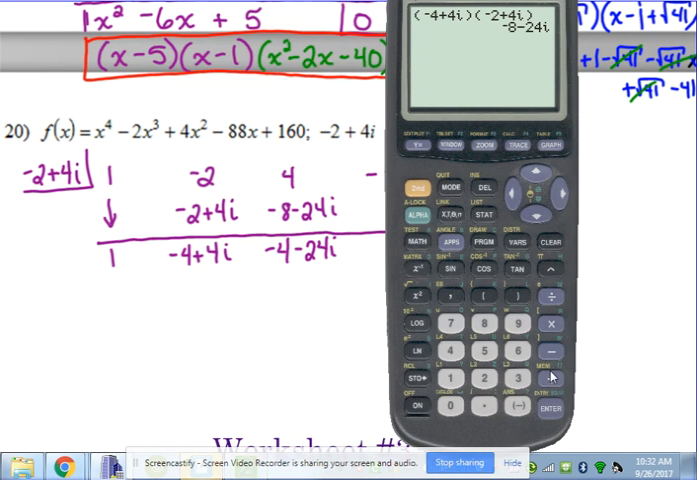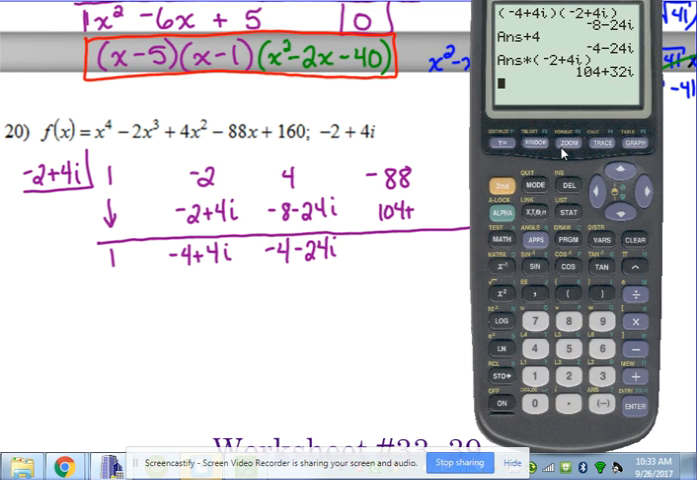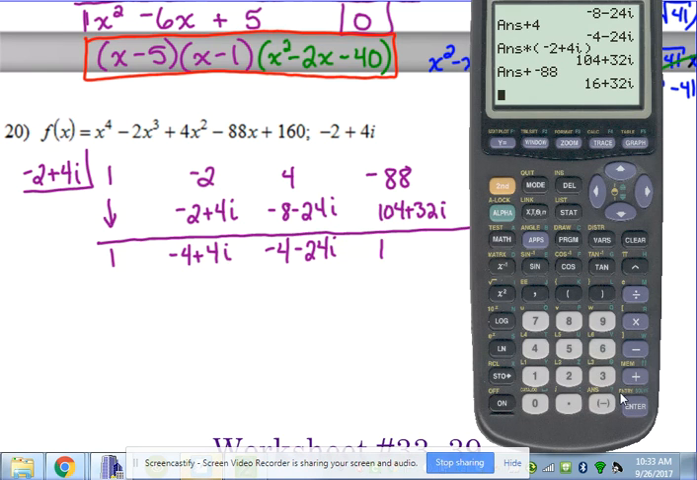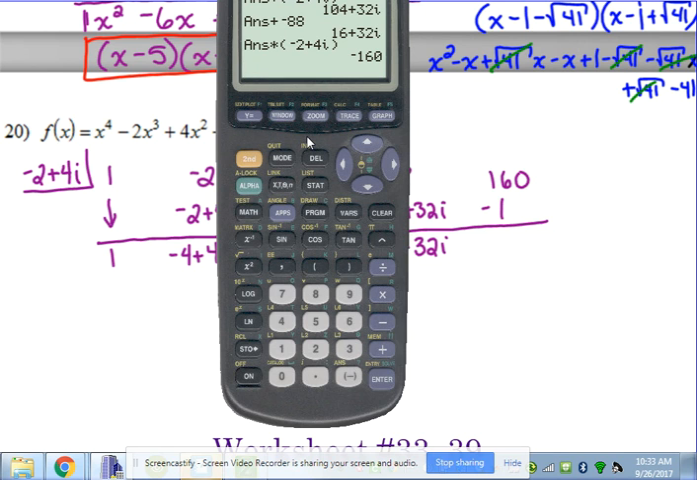Guess what? You can even do that part on your calculator. Just add 4. And then multiply by negative 2 plus 4i. That comes next. 104 plus 32i. Now we did go over foiling these, so you can do it by hand, but I'm just trying to make life a little bit easier on you. Okay, add the negative 88. Multiply by the number on the shelf. Negative 160. Oh, hello. That's what it's supposed to be, because we get a remainder of 0.